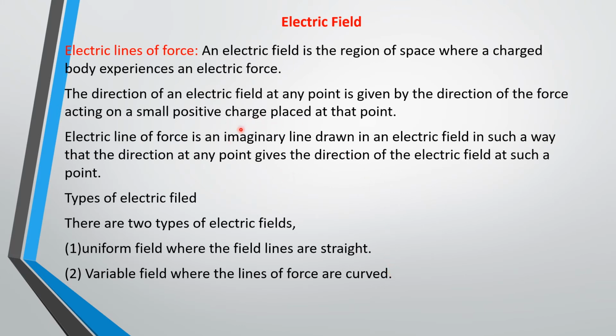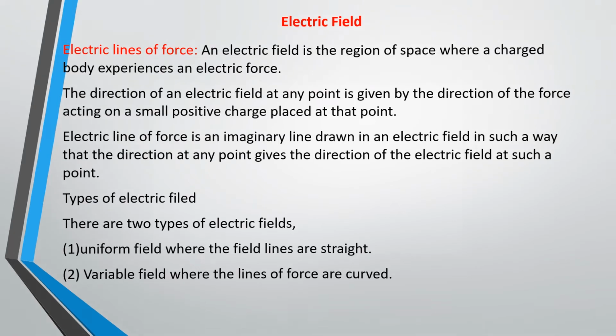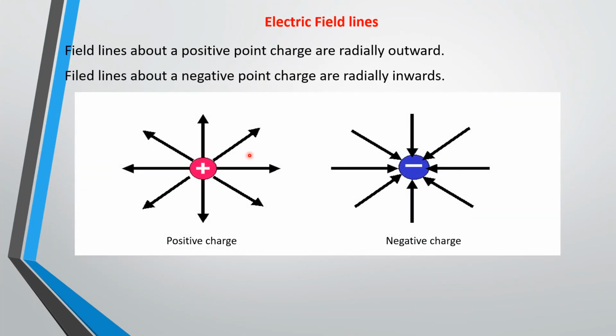Basically, all that we have said here is what is represented in this diagram. Field lines about a positive point charge are radially outward, and field lines about a negative point charge are radially inward. This means that the lines of force in an electric field run from positive to negative. If you join all these together, you see that they run from positive to negative. This is a positive charge and these are the field lines around it, and this is a negative charge and these are the field lines around it. Please try to remember this drawing. They are practical drawings that you will be asked in your examinations.